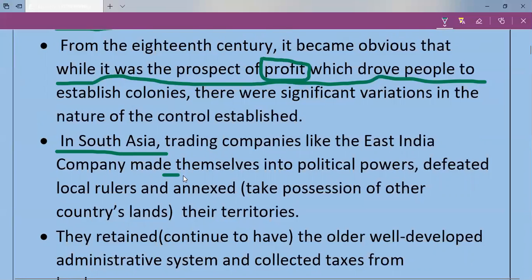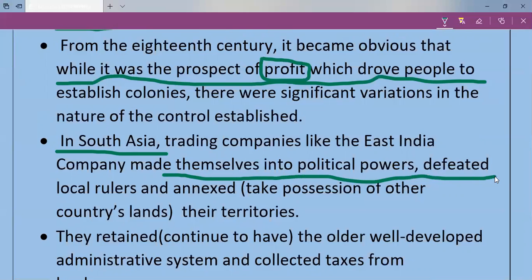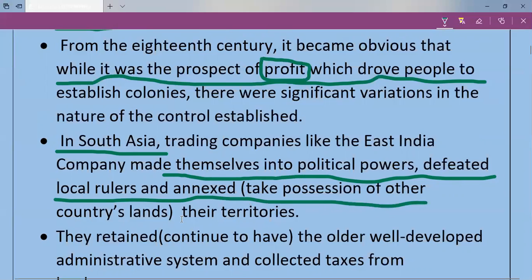First of all, they came to trade in the year 1600. Afterwards, studying the situations, they became a political power. And how did they establish the political power? They defeated local rulers and started merging the territories one by one. And they established the political power in India.